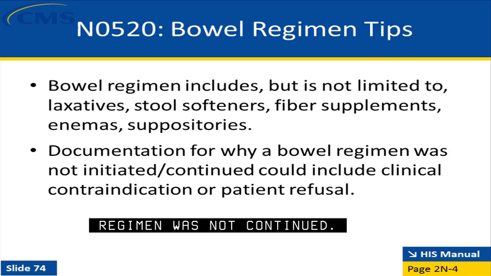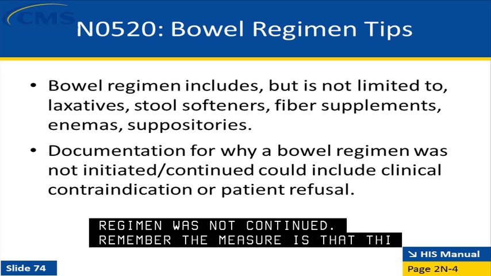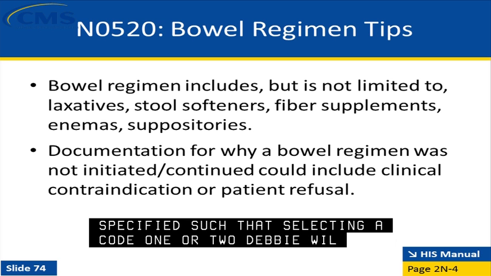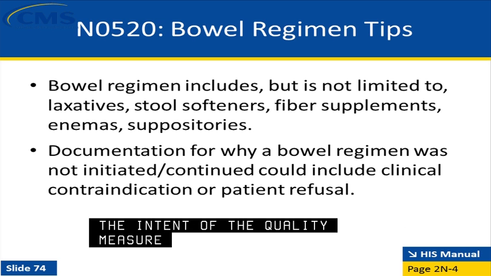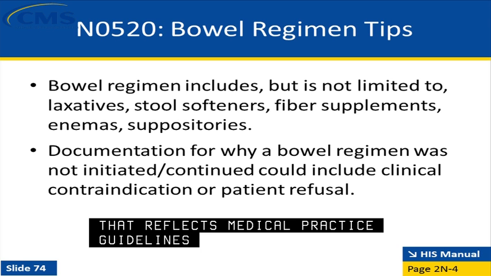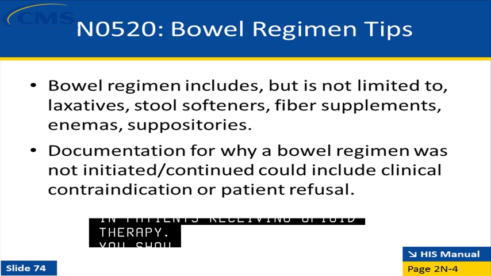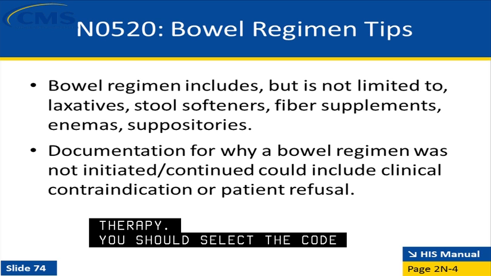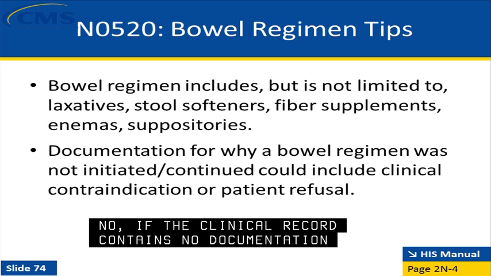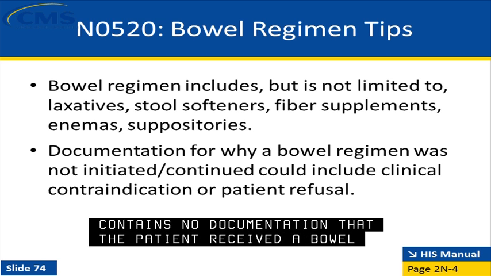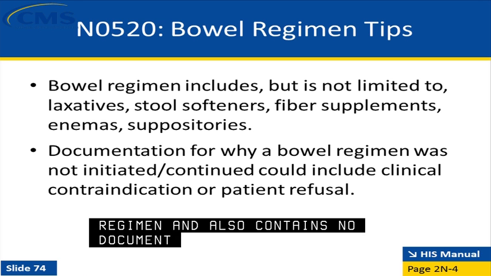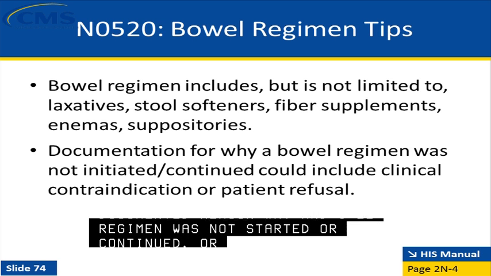Remember that this measure is specified such that selecting a code 1 or 2 meets the intent of this quality measure, which in both cases here, the hospice will have provided care that reflects clinical practice guidelines for bowel management in patients that are receiving opioid therapy. So you should select a code 0, no, if the clinical record contains no documentation that the patient received a bowel regimen and also contains no documented reason why a bowel regimen was not initiated or continued. Or it should contain documentation that the patient was offered a bowel regimen but refused treatment.